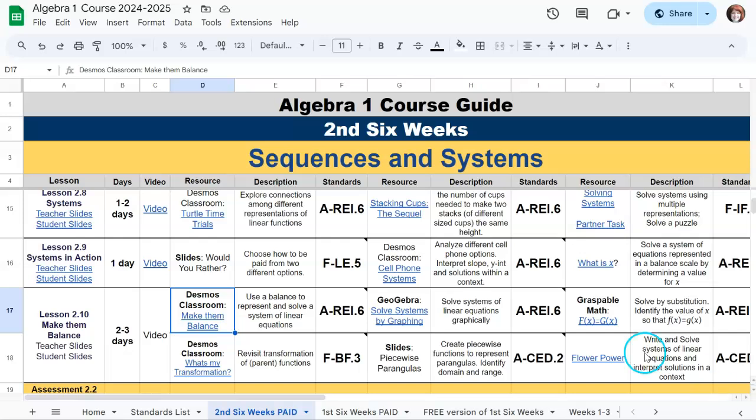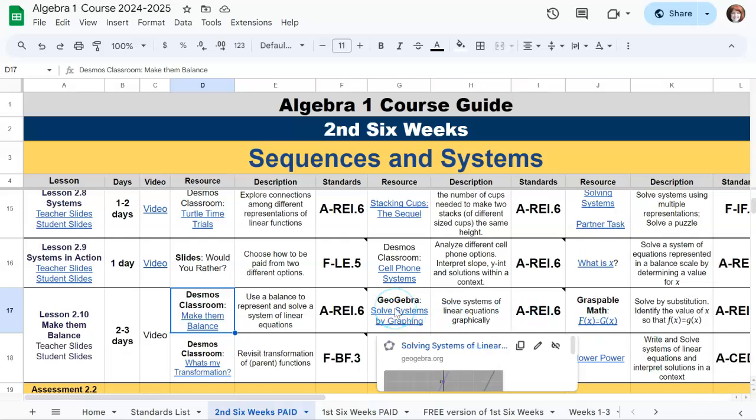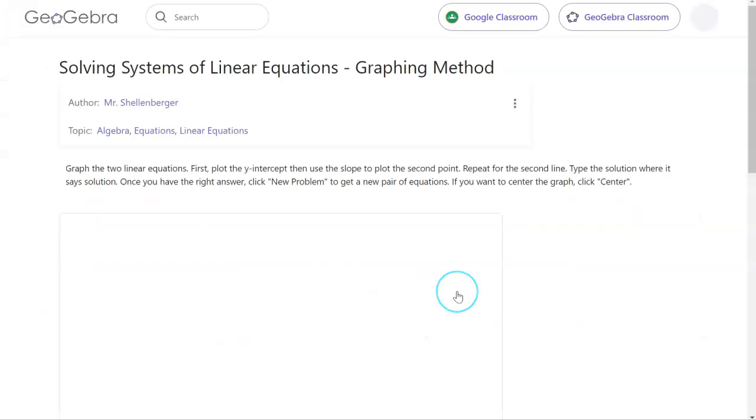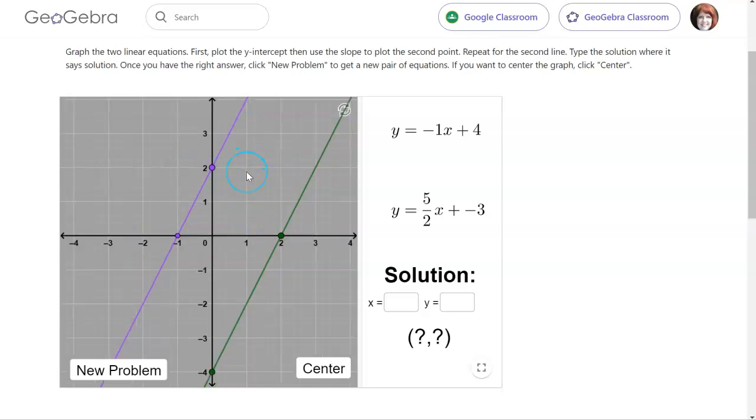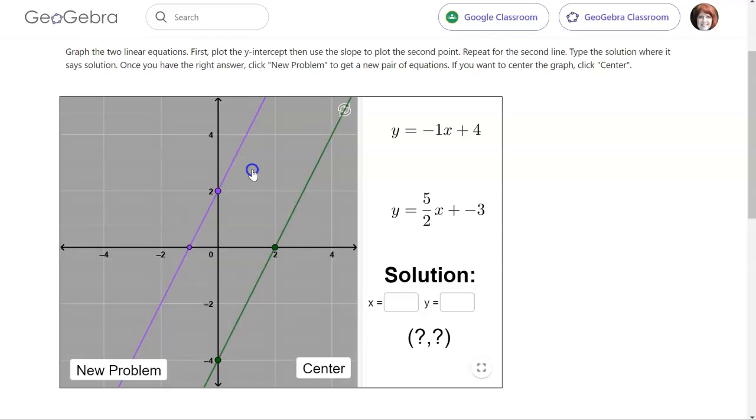Now the next task in this lesson is a GeoGebra, and this is a very basic solving systems using a graph. But the whole point of this activity is to actually spend some time making these graphs. The kids will probably want to go to Desmos, but I would discourage that. Let's see if we can graph this ourselves manually.